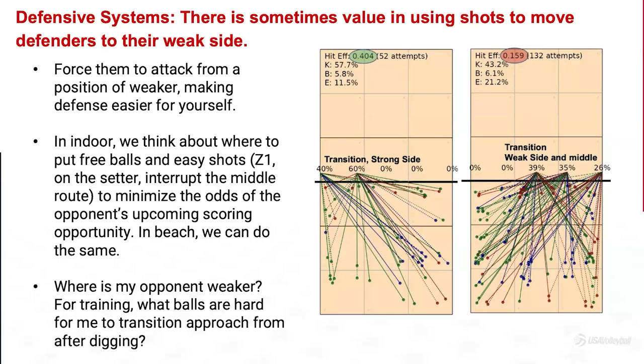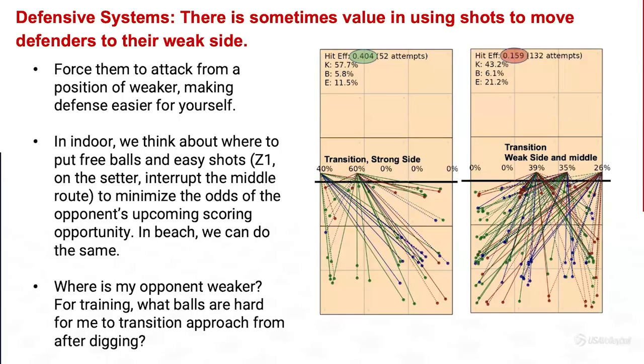And then our last topic in defensive systems, I certainly believe and know from our data that there's value in using shots to move our defenders to different spots. So of course, if we get a kill, great. We don't have to worry about that defender hitting back at us. There's no transition play. We killed the ball. We ended the play. But we know that maybe 40% of the time, even at the highest levels, players won't kill the ball, and they're then going to have to defend in transition.